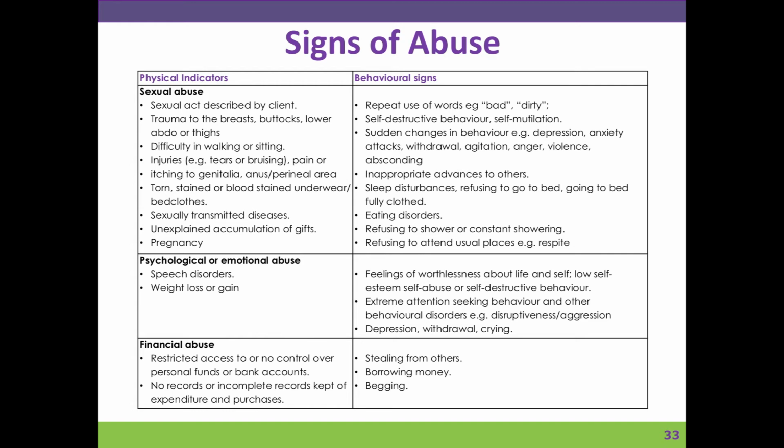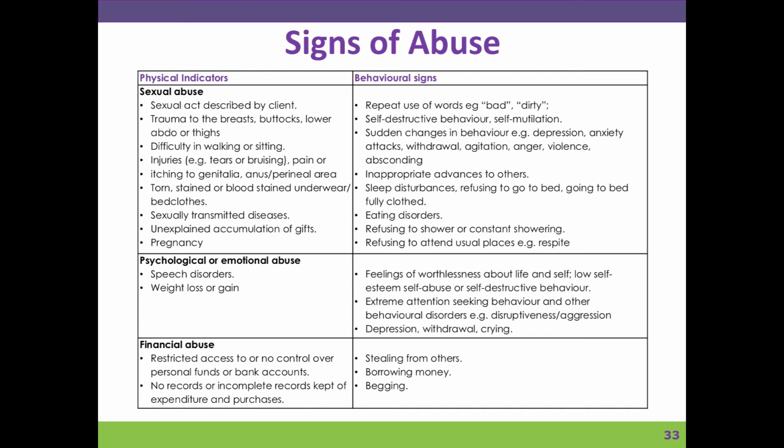We can now look at the physical indicators for psychological or emotional abuse. This can include things such as speech disorders, weight loss or gain. Some behavioural signs of emotional abuse are feelings of worthlessness about life and self, including low self-esteem, extreme attention-seeking behaviours, for example, aggression, and other behavioural signs such as depression, withdrawal and crying.